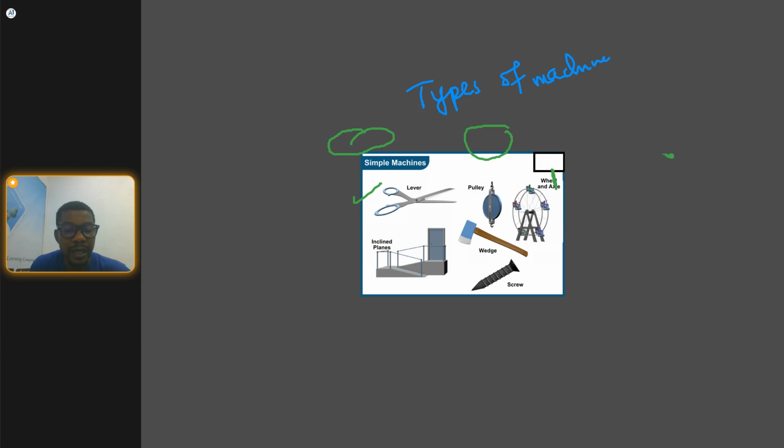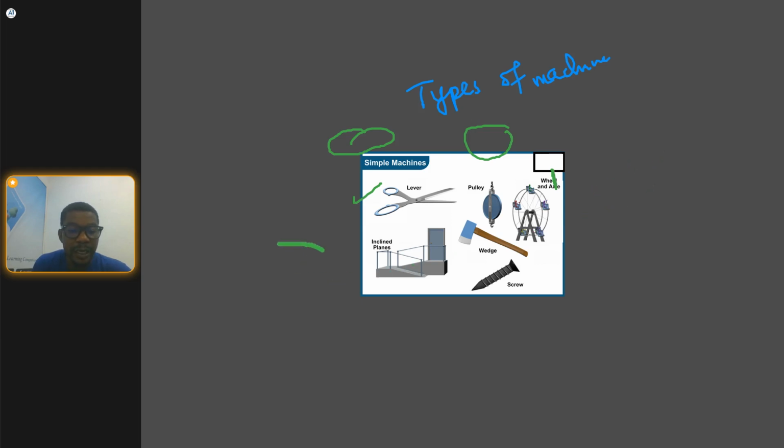The wheel and axle is another type of machine, and a good example is the ferris wheel. The ferris wheel is always found in the amusement park, and it makes use of this type of machine called the wheel and axle. So that is the third type of machine.